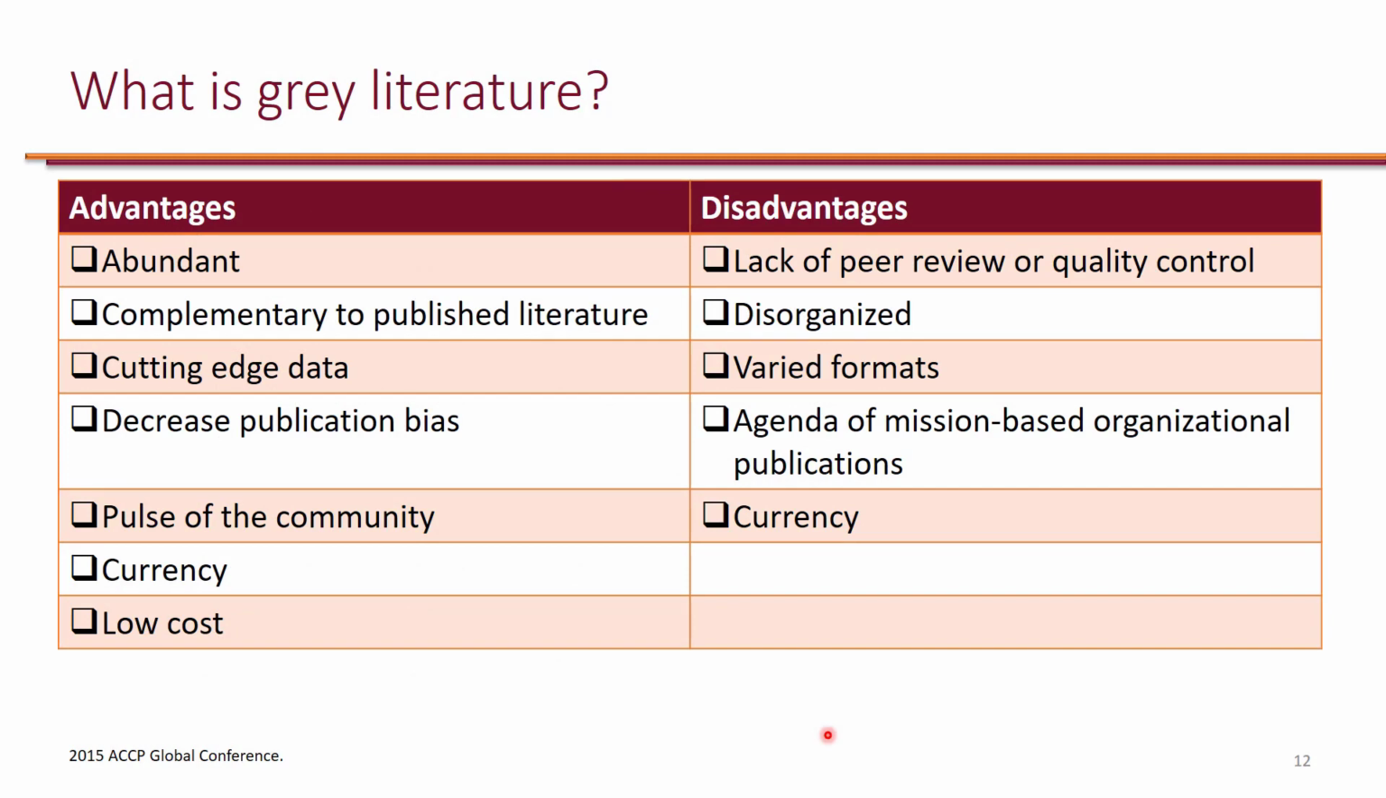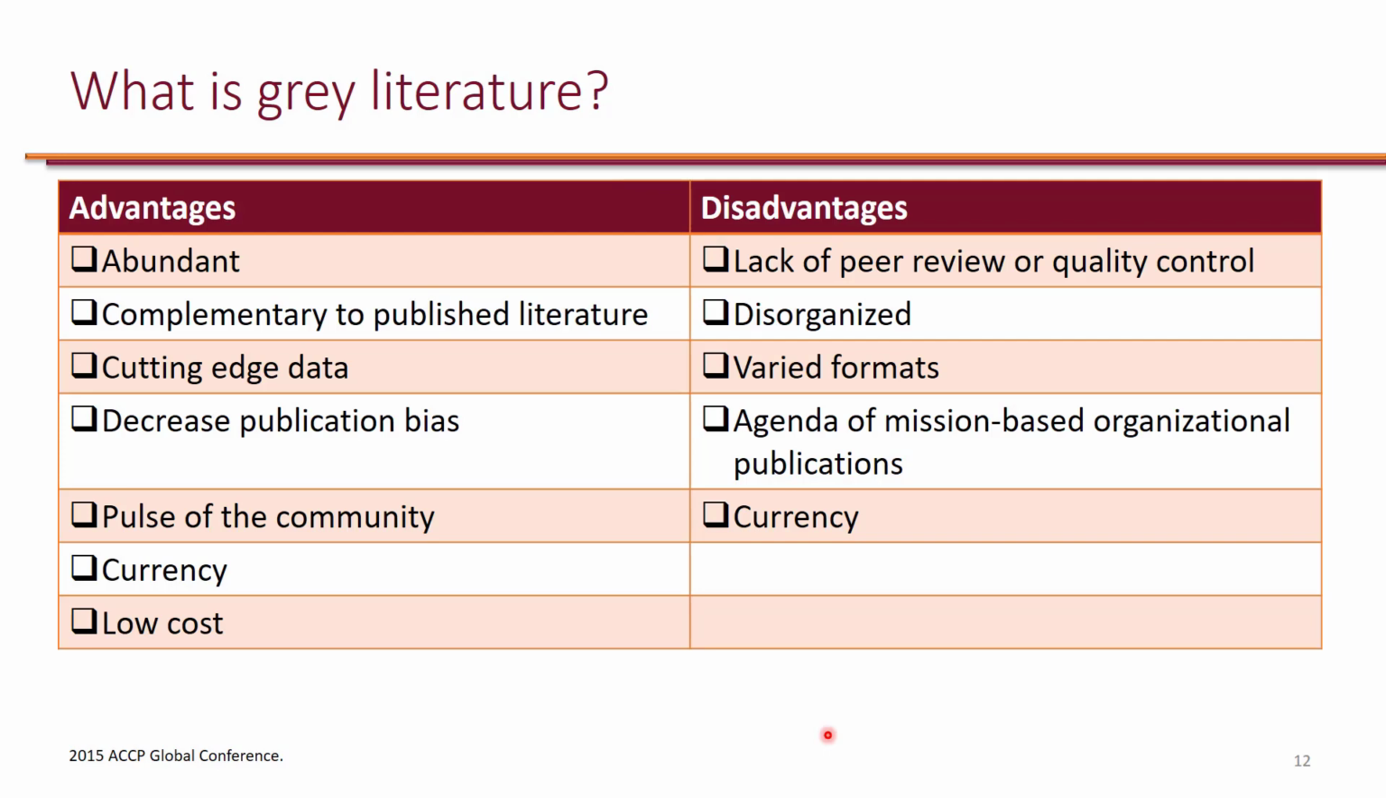So there are advantages and disadvantages of gray literature. One advantage is that there are a lot of them, because people typically don't have to go through the rigorous process of peer review and publication. You can get these done faster, so there are a lot more of them available. The nice thing is that they can complement published literature, not replace it. If there are gaps in the published literature, you can close the gap by using gray literature.